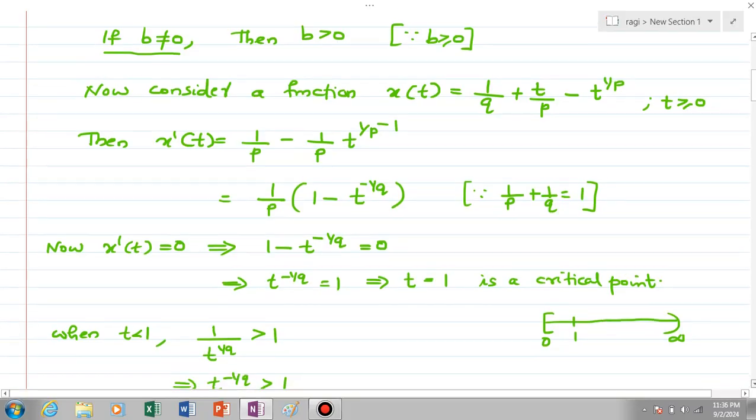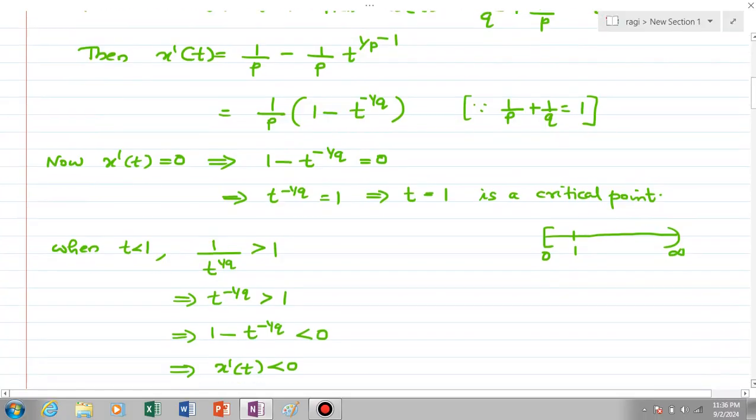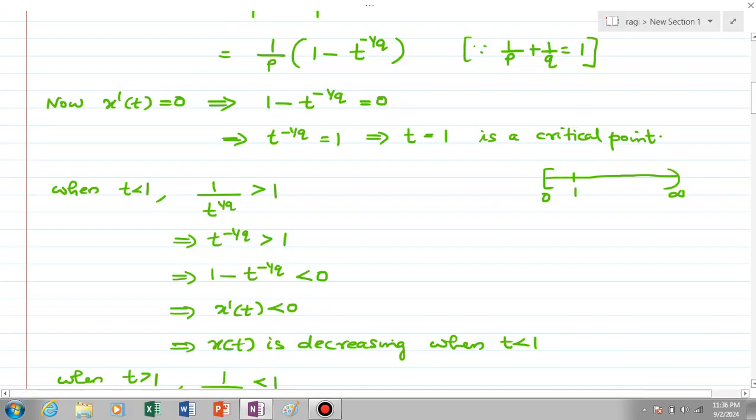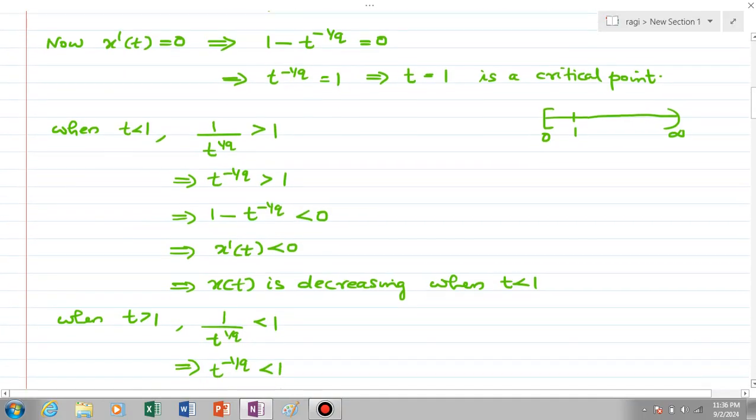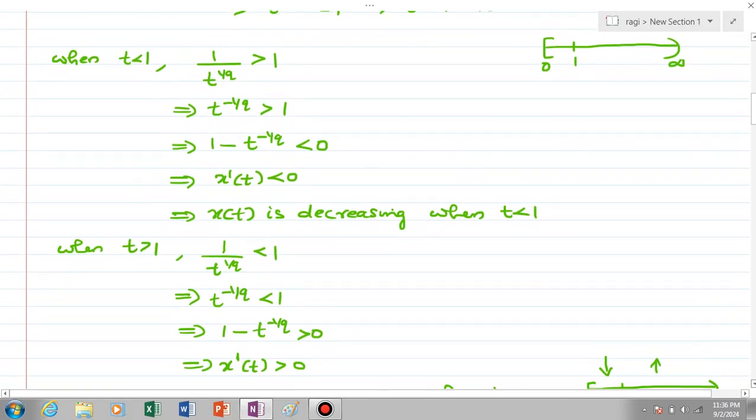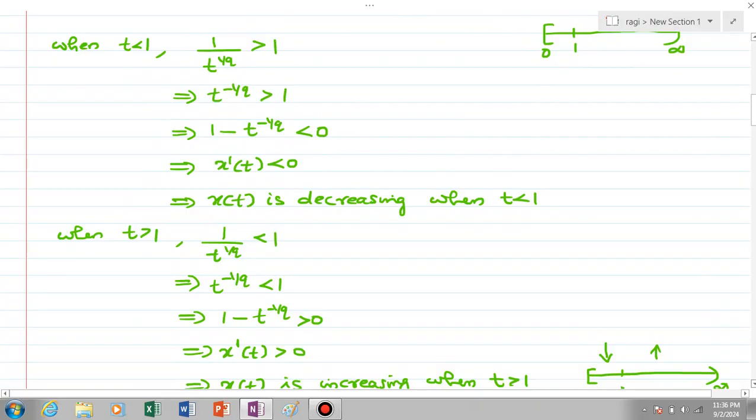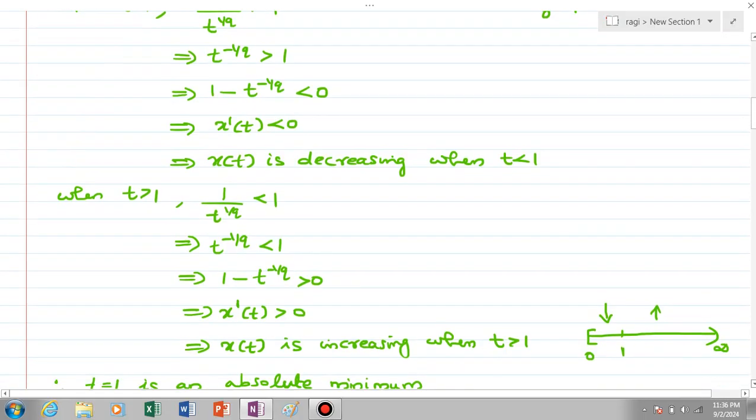Okay, so at t = 1, we have to check whether it is an absolute maximum or an absolute minimum. For that, when t < 1, what about x'(t)? When t < 1, we can see that x'(t) < 0. That means the function x(t) is decreasing when t < 1. Also, when t > 1, we can see that x'(t) > 0. That means the function x(t) is increasing when t > 1.